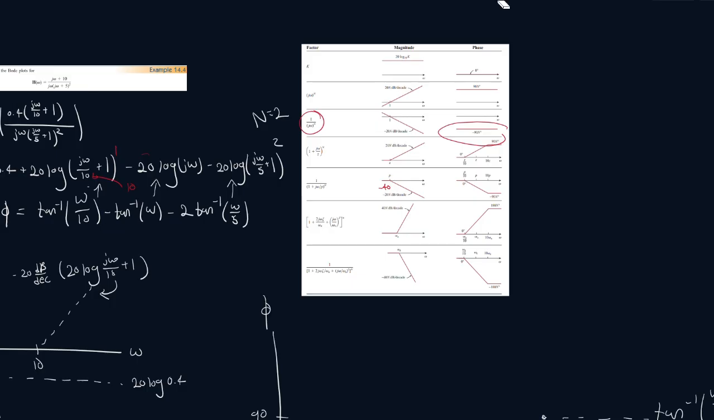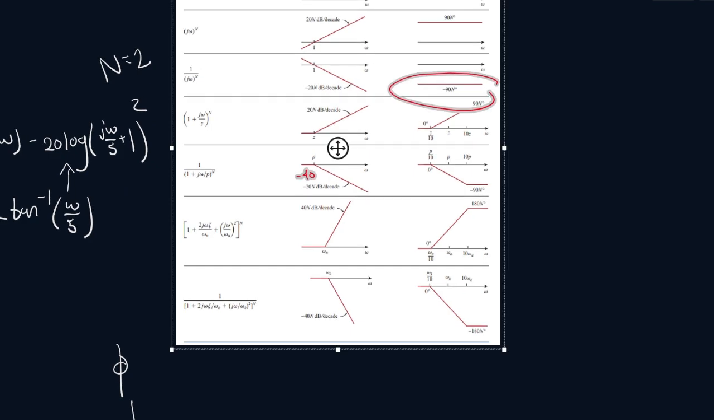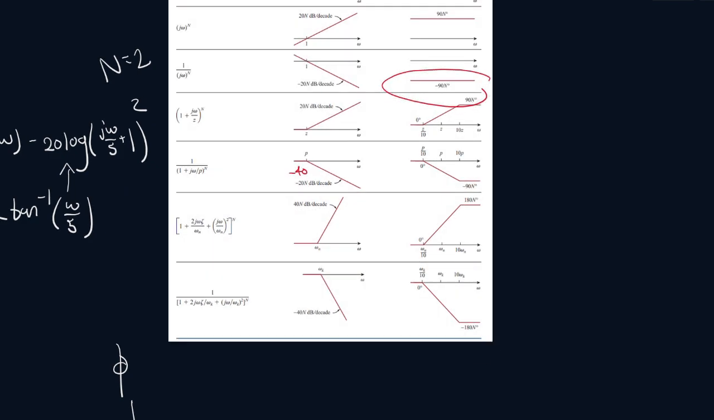Now our last one, so minus 2 tan inverse W over 5. See, this one has a power of 2. So what we have to do is times, so we see this one is the one that matches. So we're going to be using this one's graph. And we see this one, we have to times this by 2. So it's going to be minus 180.